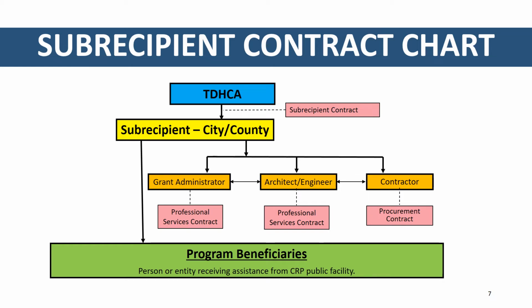This chart visually depicts all the parties that may be involved in the CRP project and the necessary contracts that must be executed with each one. Throughout this presentation, the colors will match to the responsible party. For example, if the subrecipient is responsible, the subheading will be in yellow.